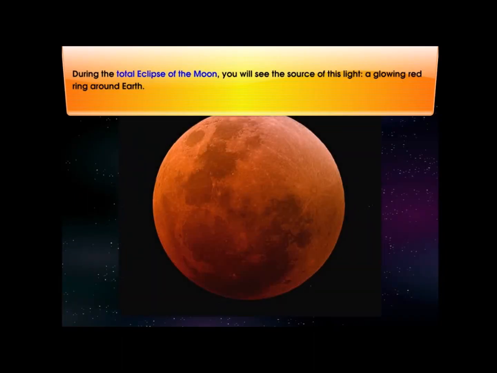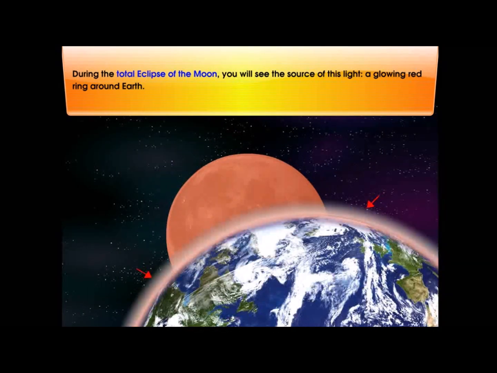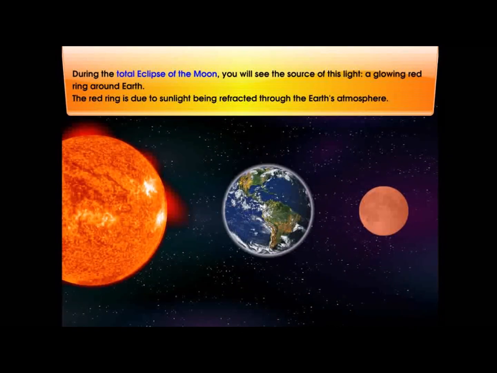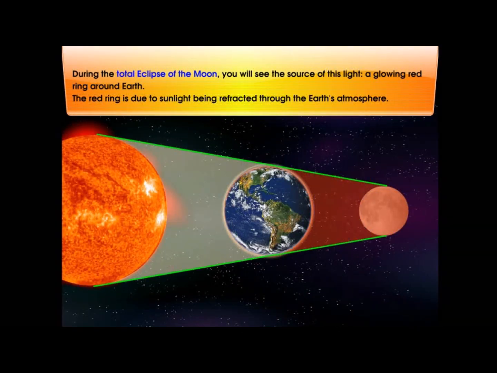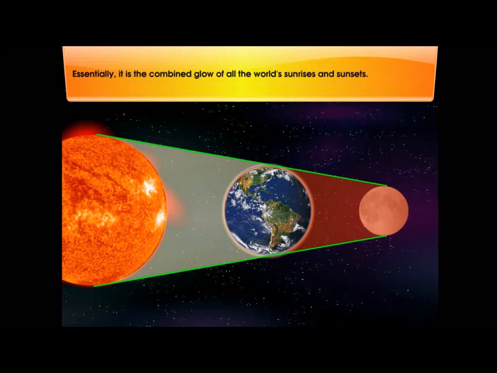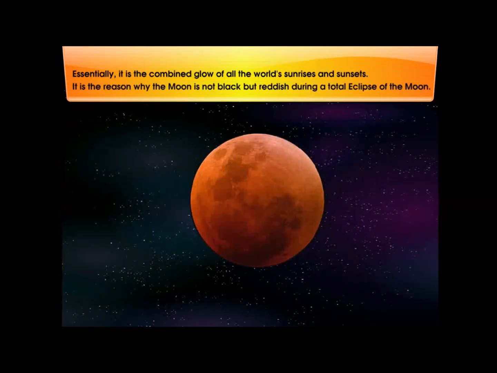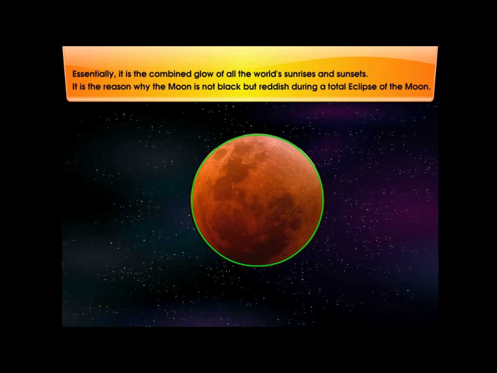During the total eclipse of the moon, you will see the source of this light, a glowing red ring around Earth. The red ring is due to sunlight being refracted through the Earth's atmosphere. Essentially, it is the combined glow of all the world's sunrises and sunsets. It is the reason why the moon is not black but reddish during a total eclipse of the moon.